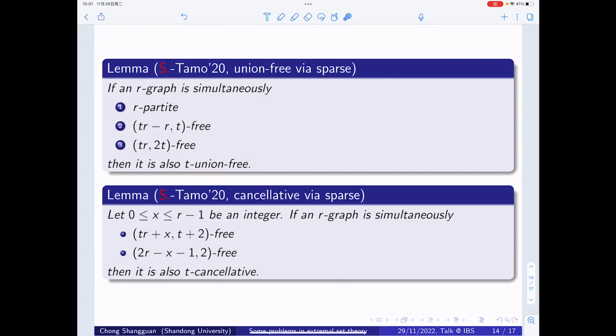So our second result says that for any integer x belonging to 0 to r-1, if an r-graph is simultaneously (tr+x, t+2)-free and (2r-x-1, 2)-free, then it is also t-cancellative. So the proof of the first lemma is slightly tricky. So I will present the proof of the second lemma, which is easy.